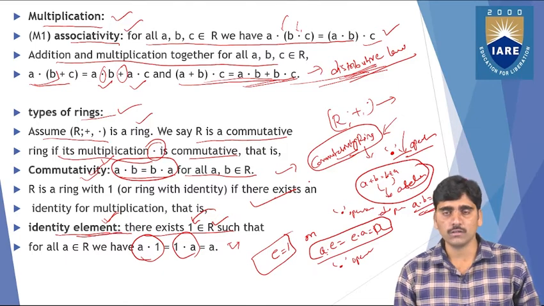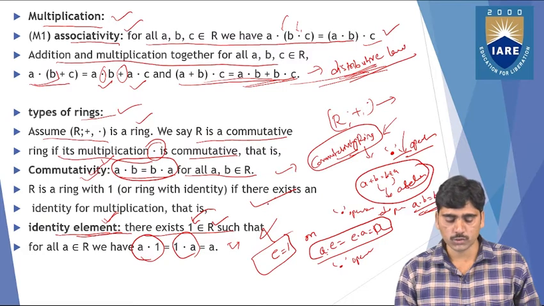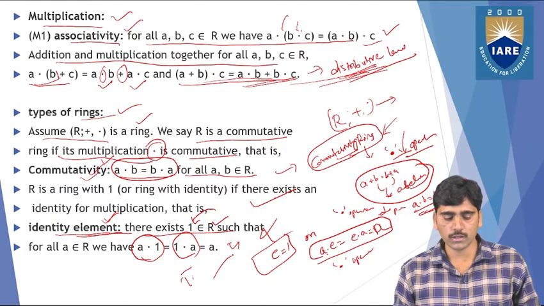If the one element is not there in the ring, then it is not said to be an identity ring. If the one is in the ring, then it is said to be the identity ring, right? So here the identity element is what? 1. So the identity element is 1. So this is the way you can understand this type of rings. One is a commutativity ring and the second one is an identity ring.